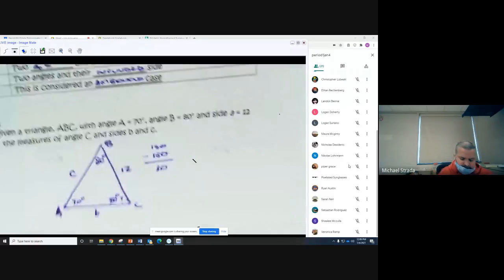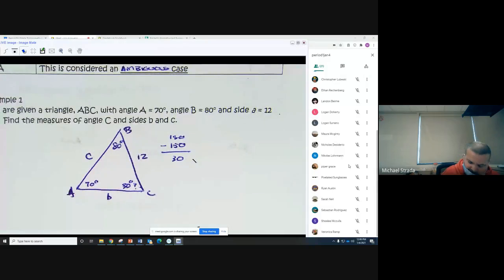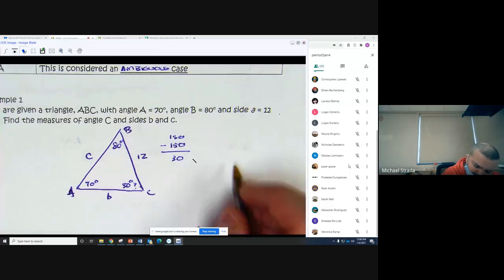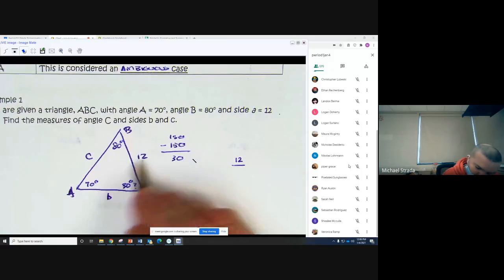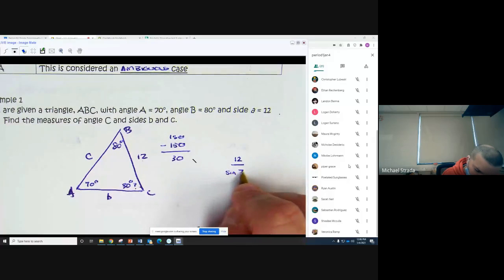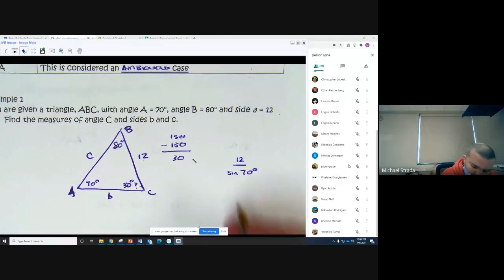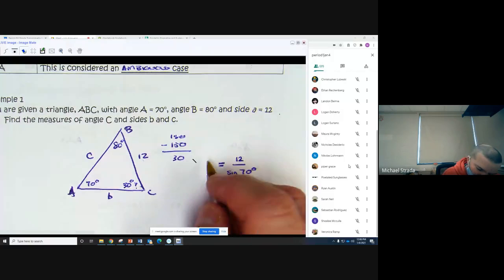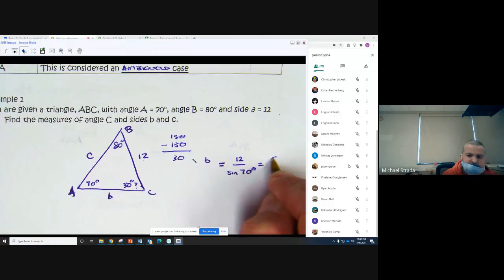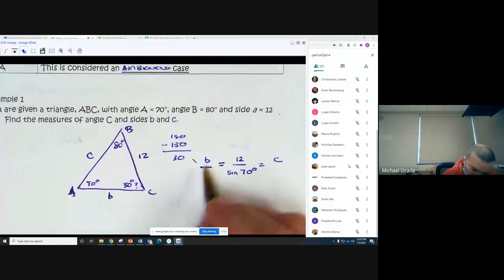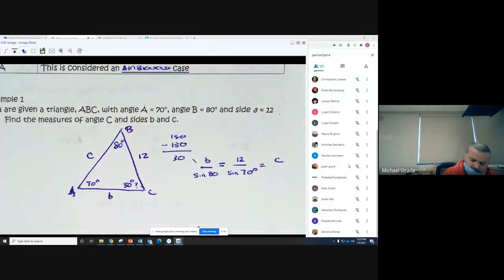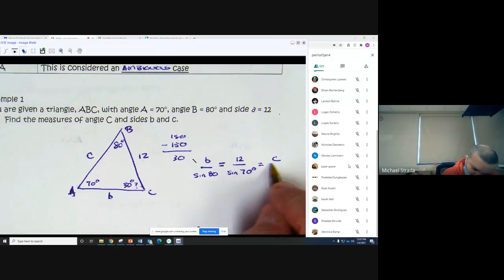Now, the only work I need to see is your extended proportion. So I'm going to take the one side they give me, which is 12, and put it over the sine of the opposite angle, which is sine of 70 degrees, equals. And you can put b and c on either side. It's not going to matter. b is opposite 80 degrees, so that's over sine of 80. c is opposite 30 degrees, so that's over sine of 30.